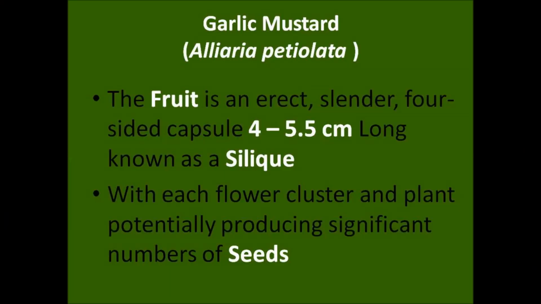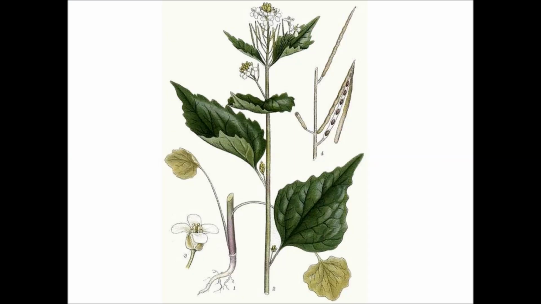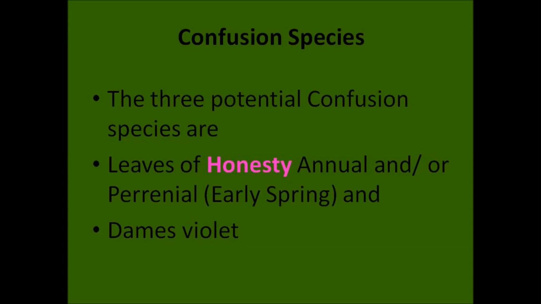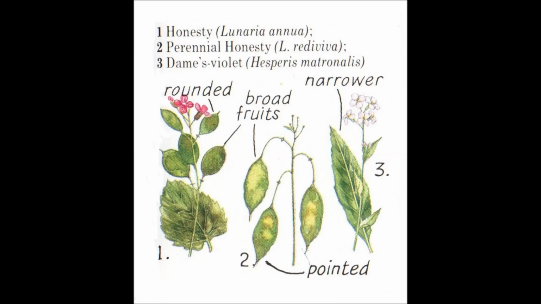The fruit is an erect, slender, 4-sided capsule of 4 to 5.5 centimetres long, which is known as a silique. Each flower cluster and plant therefore potentially produces a significant number of seeds, making it potentially a prolific invasive. There are 3 potential confusion species, i.e. annual and perennial honesty and dame's violet, which can be confused in terms of the early leaf and the 4-petal flower. Study and comparison of the confusion species will soon yield differential characteristics.